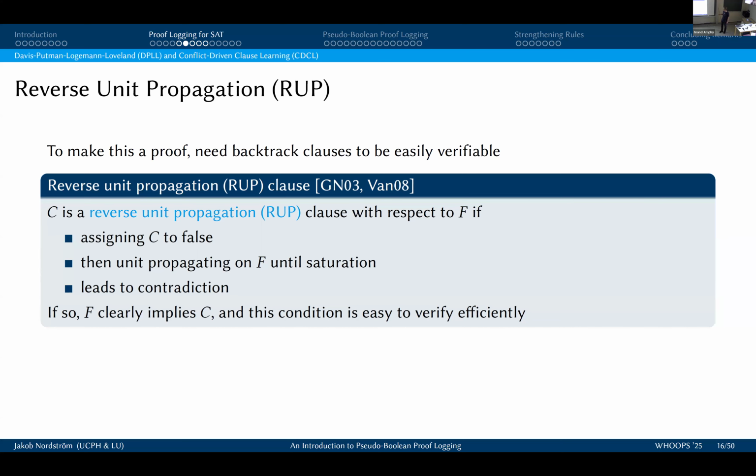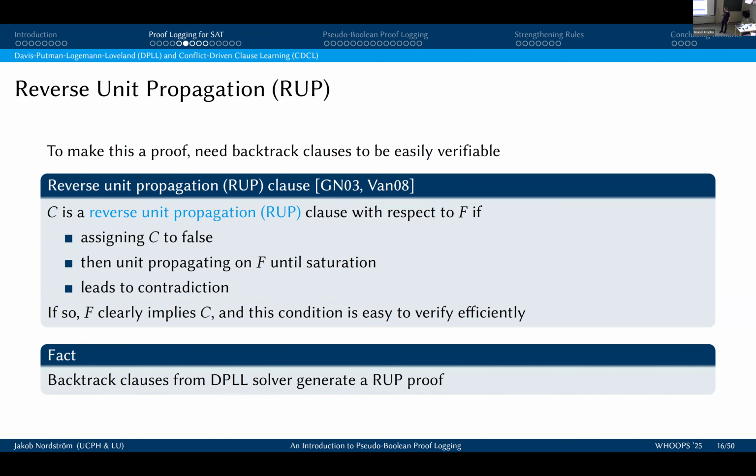A clause C follows by reverse unit propagation from a formula F if I violate the whole clause, setting all literals in the clause to false, and then just apply unit propagation. If I hit a contradiction, this shows that C cannot be false except if F is false. By contraposition, if F is satisfied, then C has to be satisfied, which means that F implies C.